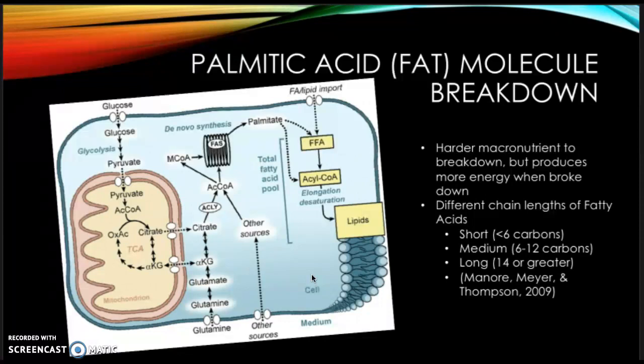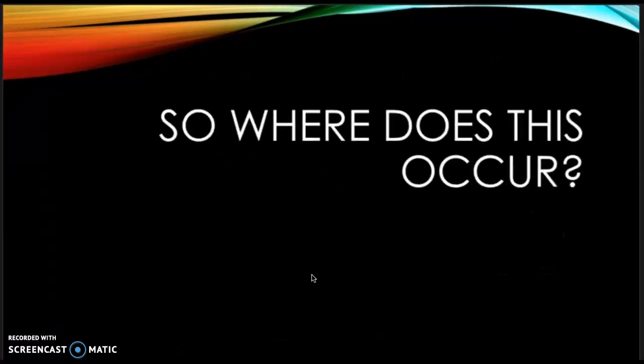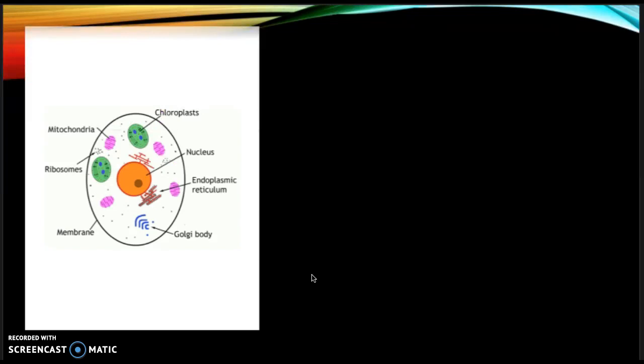Now, the big question is, as I've stated before, this occurs in the mitochondria. So where does this occur? Cellular oxidation levels. Here is where you get that mitochondria right here. It's just a little tiny part of the whole cell overall. I mean, this is what an entire cell has.